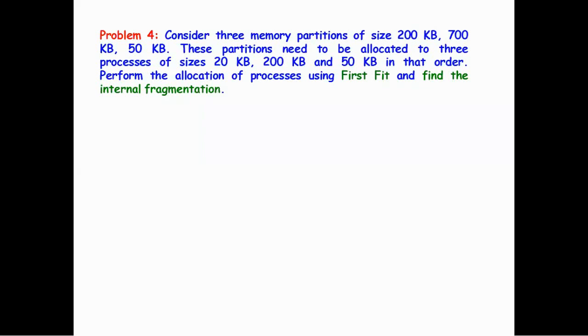In this problem, 3 partitions are given and 3 processes are given of different sizes. We need to perform the allocation of processes using first fit, and also we need to find the internal fragmentation. Internal fragmentation is the type of memory waste that occurs if a process uses less space within allocated memory. Let me represent the given process and memory partitions as shown in the screen.